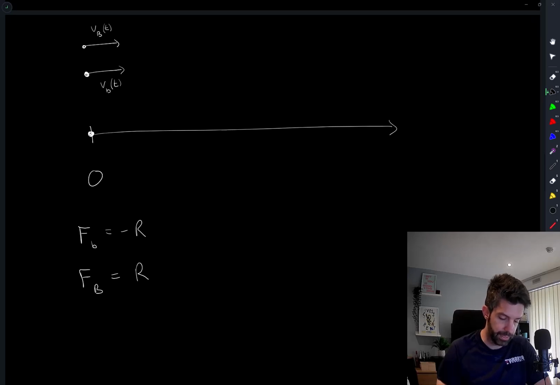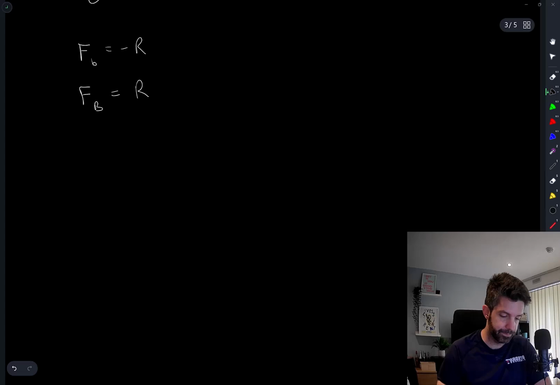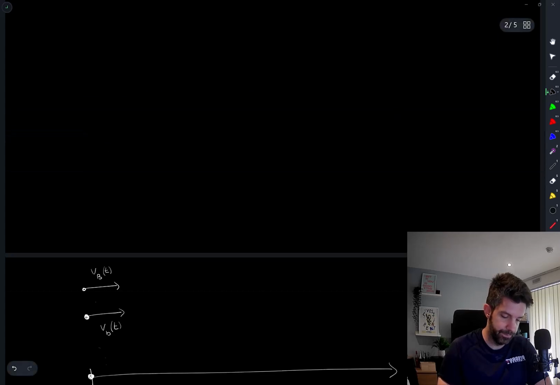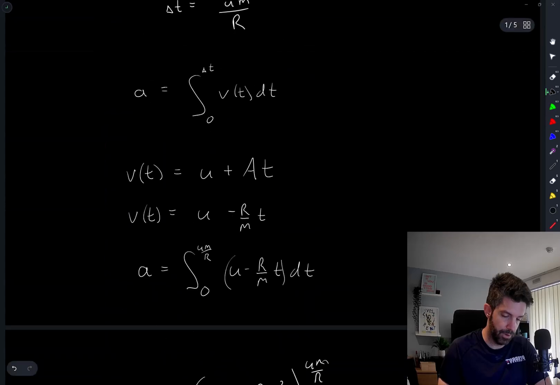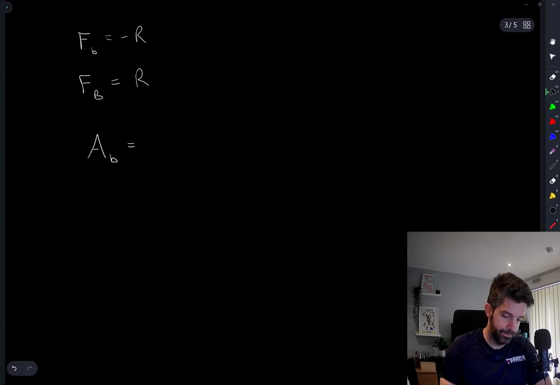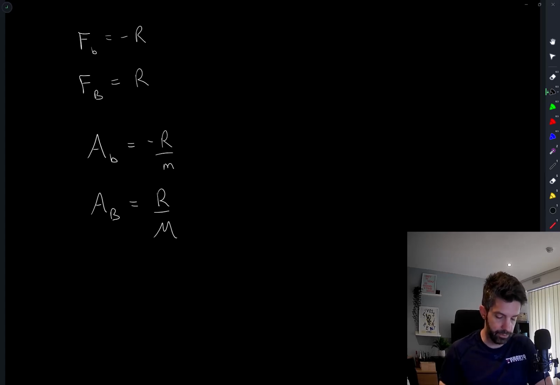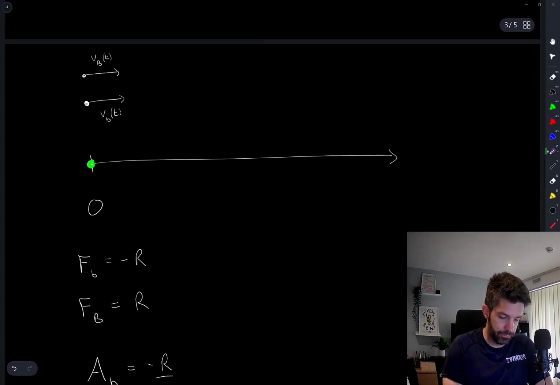So the force on the bullet is negative R. The force on the block is positive R. So the acceleration of the bullet is the same as it was before: negative R over little m. That's the acceleration of the bullet. The acceleration of the block is going to be R over capital M. Delta T is going to be the same quantity. I am doing everything relative to the stationary table, so relative to this point 0.